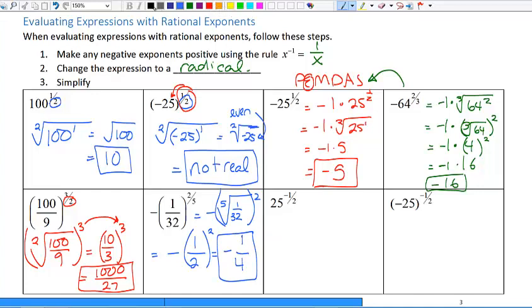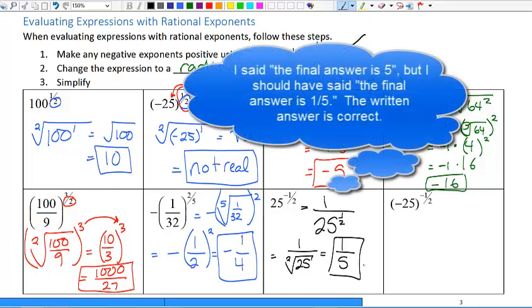Okay, so this is the first problem where we have a negative in the exponent, which is what step 1 said to take care of first. If you have any negatives in the exponent, make sure you make them positive by using the rule. So I'm first going to move him downstairs, since he's not happy where he's living. Now that I have that completed and I don't have any negative exponents, I can change it to a radical. So that's 1 over the square root of 25 to the 1, which is just 5. So my final answer is 5.